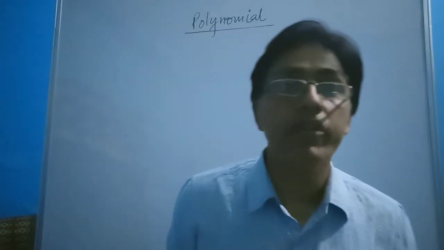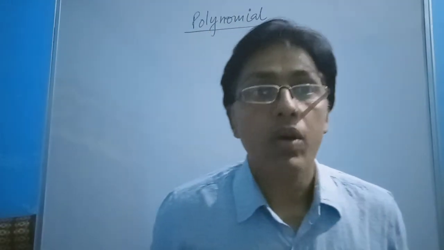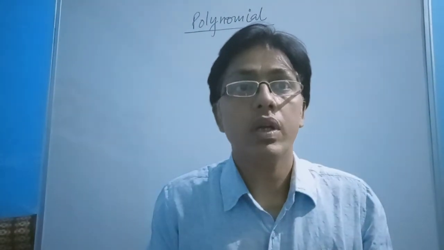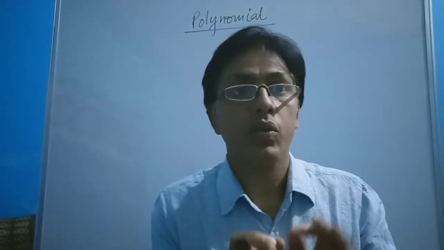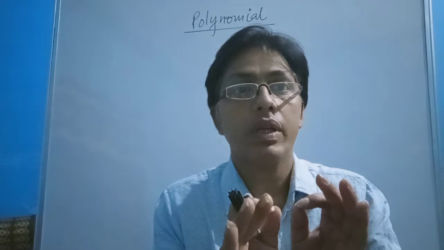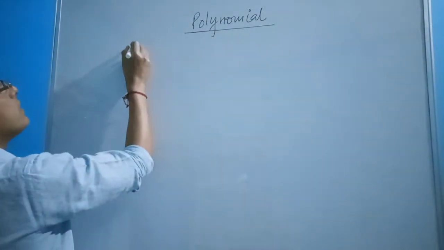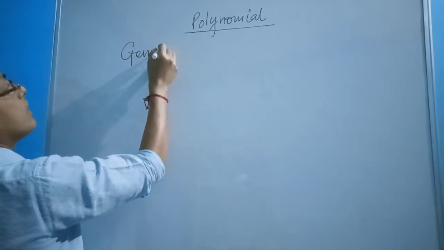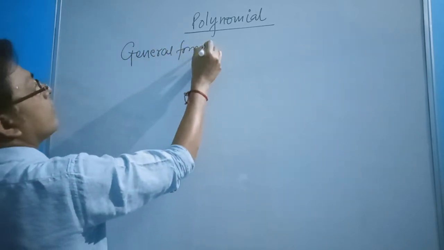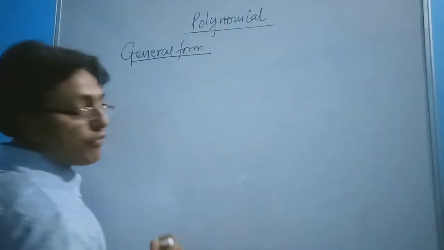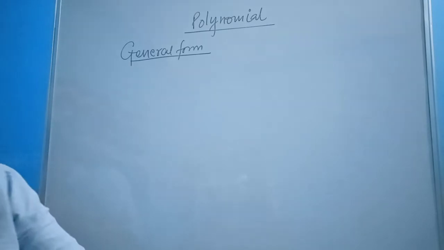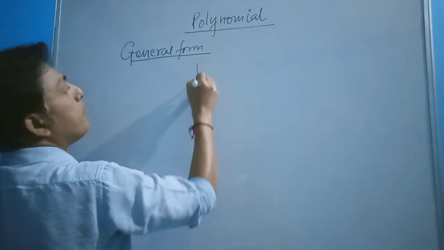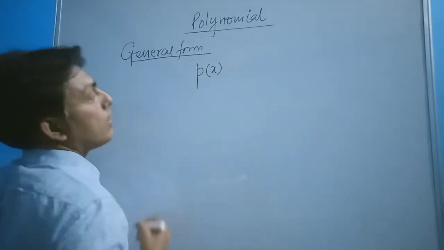Welcome to the second video of polynomial. Now I'm going to conclude the polynomials introduction and definition with a little bit higher level. This is the general form. General form is the general representation of the polynomial. Polynomial of variable x.